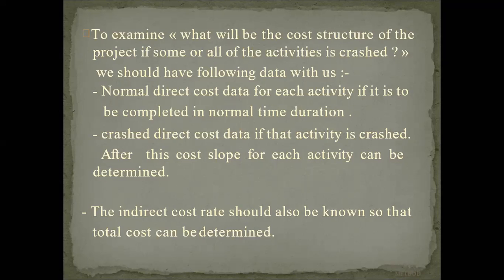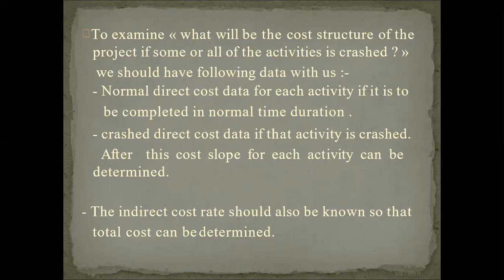We should have following data with us: normal direct cost data for each activity if it is to be completed in normal time duration. So normal cost is with us if that activity is completed within normal time. Okay, then crashed direct cost data, if that activity is crashed, means if that activity is completed within less time, how much extra we should require to pay. That data is also with us.